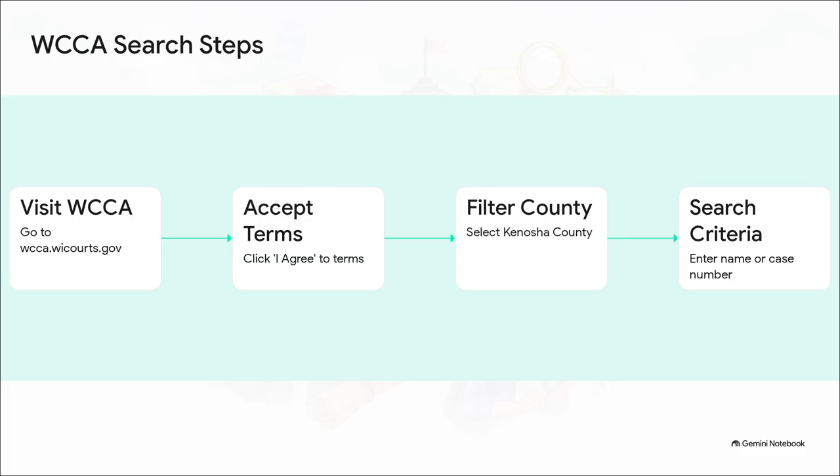Next, and this is a super important step, make sure you specify Kenosha County from the drop-down menu. If you skip this, you are going to end up with statewide clutter and potentially hundreds of results for people with the exact same name scattered all across Wisconsin. Once you've filtered it down to Kenosha, just input your subject's details.